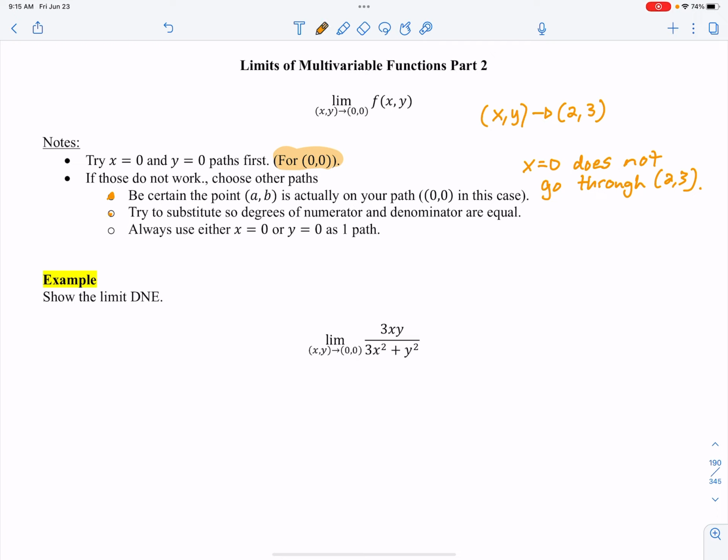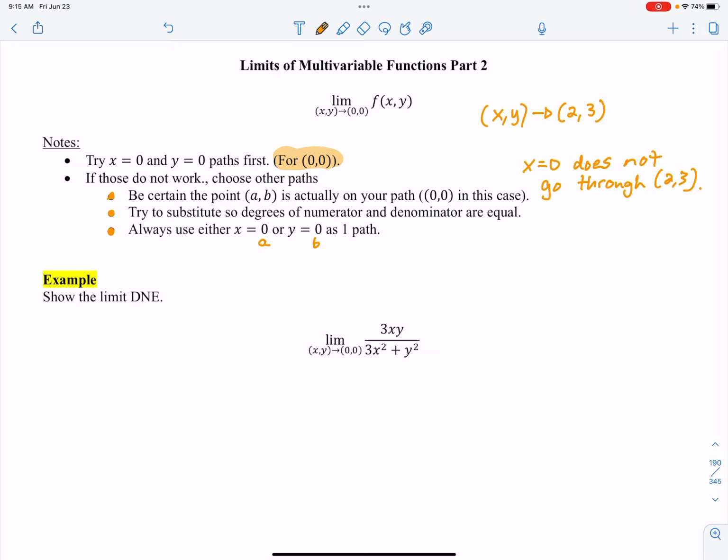Here's the other method, and you'll see this in a moment. We're going to try to substitute so the degrees of numerator and denominator are equal. That's going to be another method if the paths x equals 0 or y equals 0 don't work. And typically we always choose one of these. I put (0, 0) here, but maybe it'd be better to put (a, b). Choose one of those as a path to begin with, and then come up with another method.